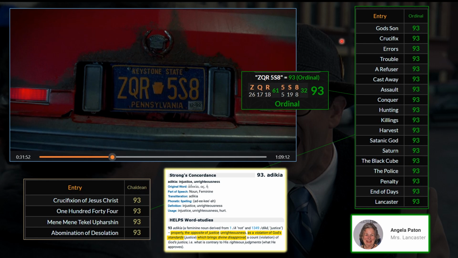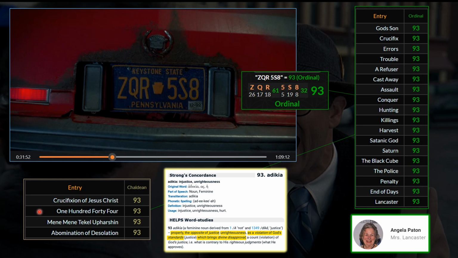The number 93 in English matches the words Godson, crucifix, heirs, trouble, a refuser, castaway, assault, conquer, hunting, killings, harvest, satanic god, Saturn, the black cube, the police, which he's getting chased by in this scene in the movie, penalty, end of days, and Lancaster. Like I said earlier, that's her name, the lady that owns the bed and breakfast. The number 93 in Chaldean is crucifixion of Jesus Christ.